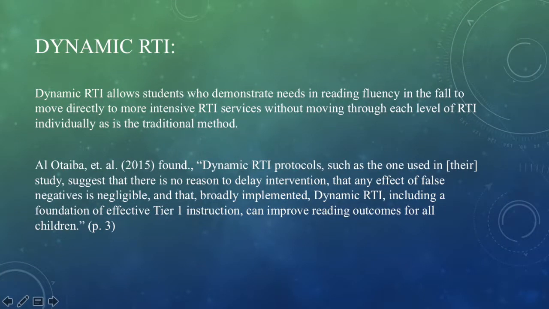Dynamic RTI speeds up the process, as it allows students who demonstrate needs in reading fluency to receive Tier 2 services sooner than they would in the typical RTI method. We'll be following dynamic RTI as we put our students who fall below average into Tier 2 and Tier 3 services right from the beginning of the year to see how it benefits our students and catches problems before they become major issues.